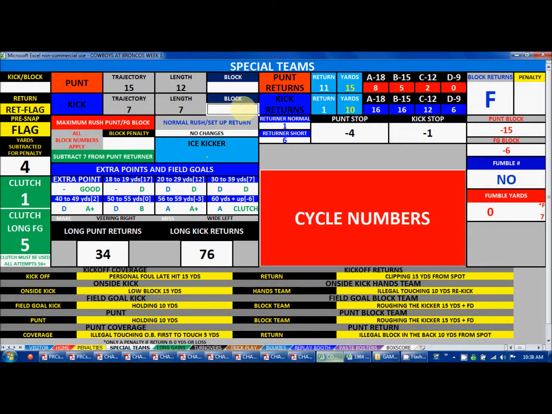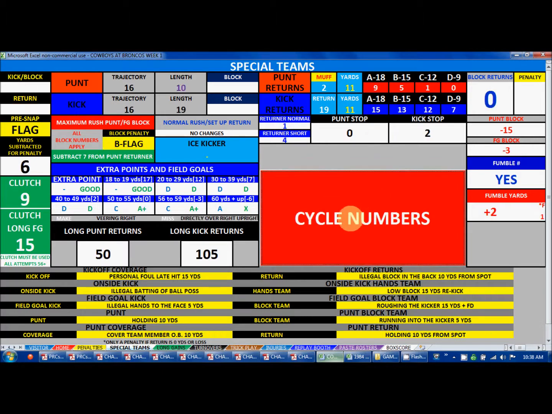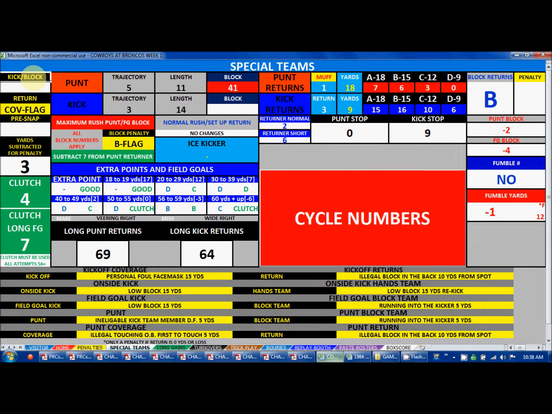Block possibilities, and then the kick returns. And then just like for punt returns, we see on the projection side what the grade is for a B, C, or D player. Alright? Up here you'll notice that there's kick / block and then return.